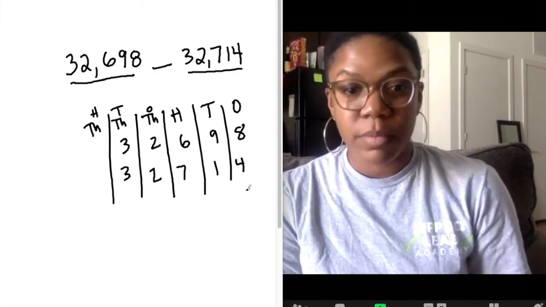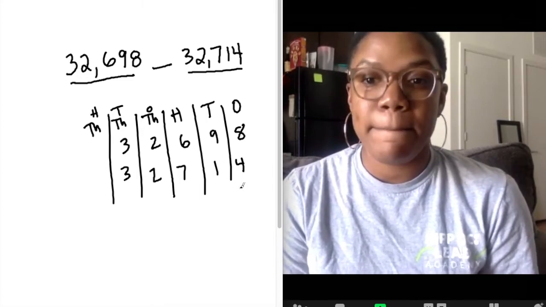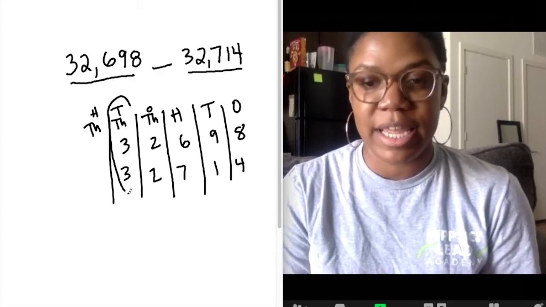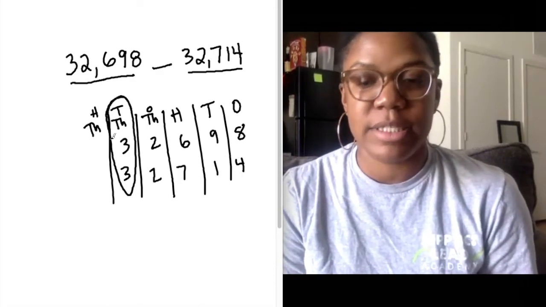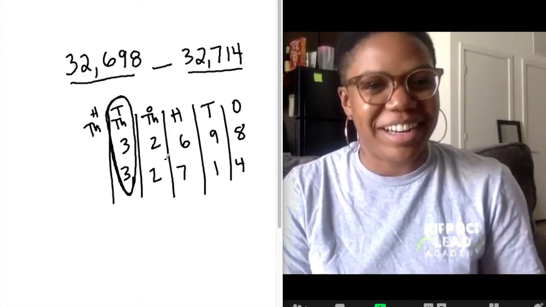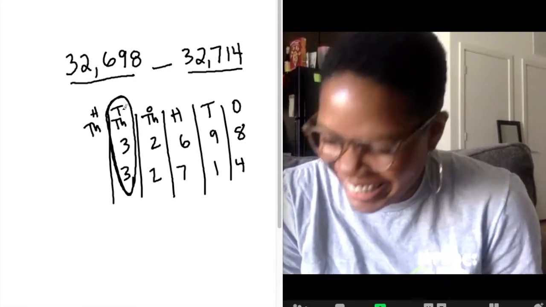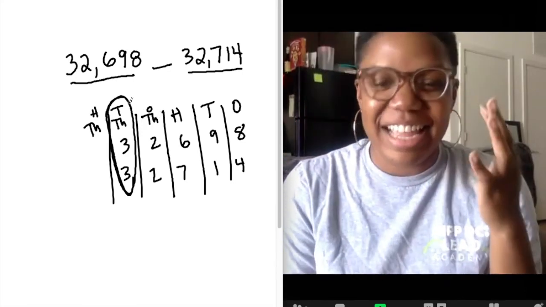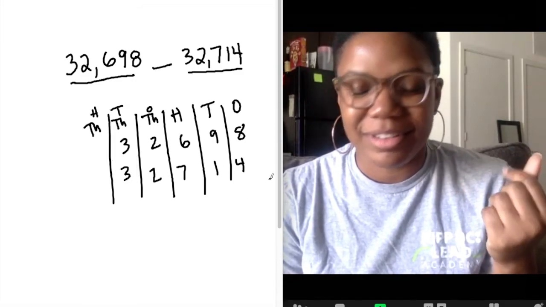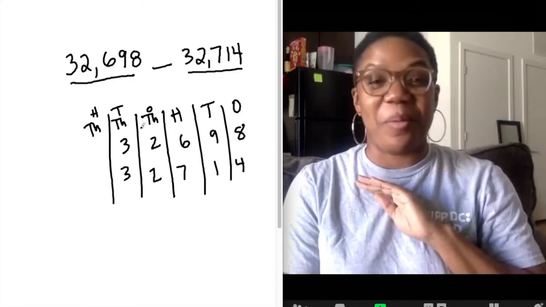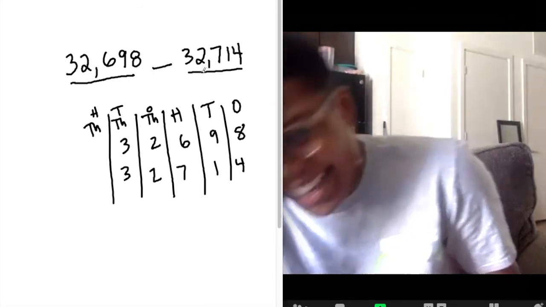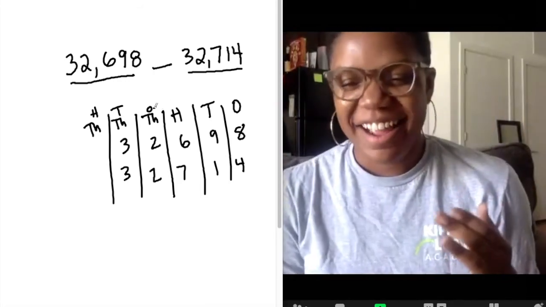Perfect. Now I'm going to start comparing my numbers by looking at the biggest place value first. In this case, my biggest place value is the 10,000s. So I look at the biggest place value first, and I see a 3 in the 10,000s place and a 3 in the 10,000s place. I was trying to make that way too complicated.